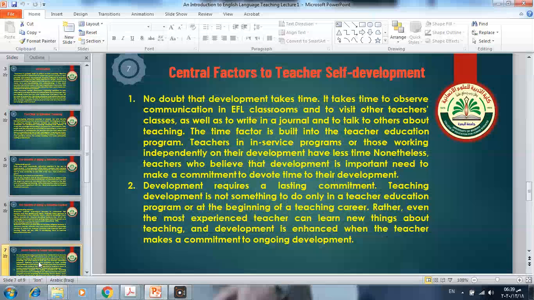So teachers in service programs or those working independently on their development have less time.